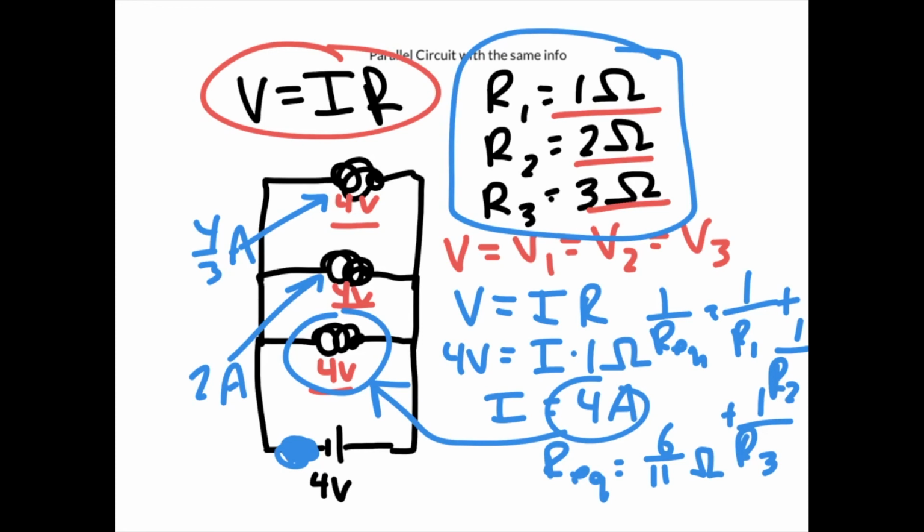Now, the interesting thing here is to compare that amount, 6/11 of an ohm, to our series circuit, where we had a total of 6 ohms of resistance for the circuit. This one only has 6/11 of an ohm, less than 1 ohm of resistance in this parallel circuit. It's much, much less. And so we could calculate that and then find the total current, and that would be fine too.